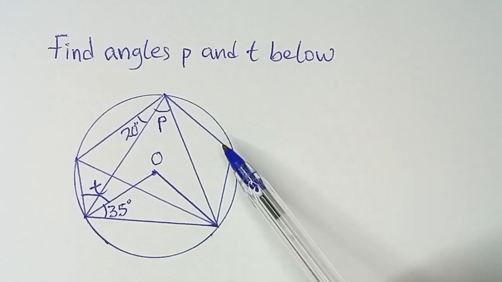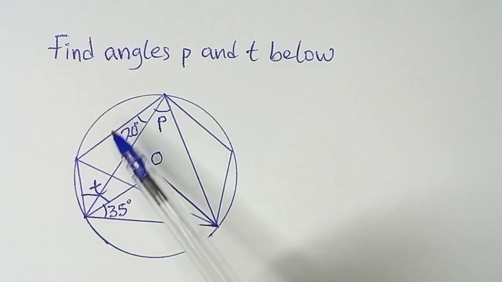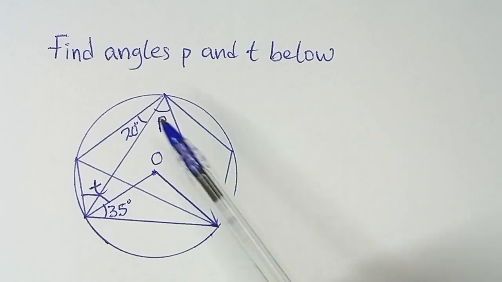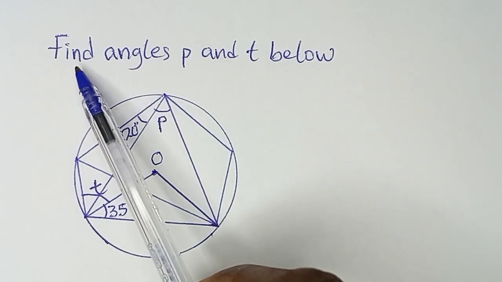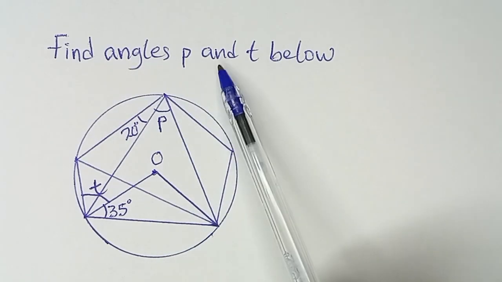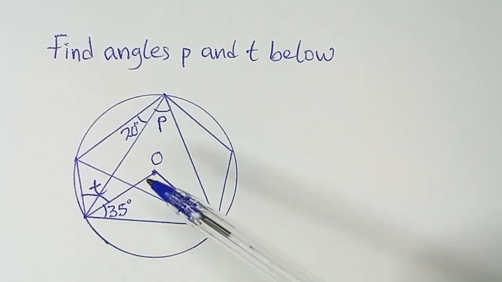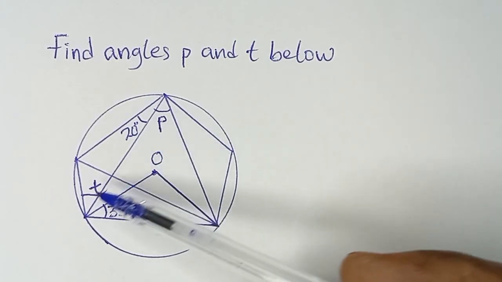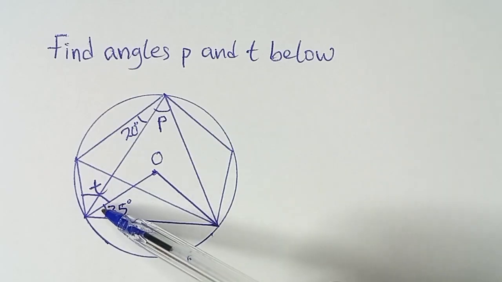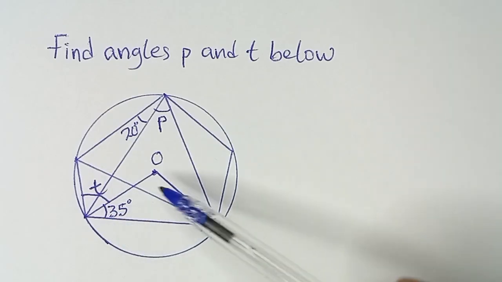Hello, you are welcome. Now I have a question here on circle geometry. It says find angles P and T below. Now let's see how we can find these two angles here. Looking at this angle, this is 35 degrees.